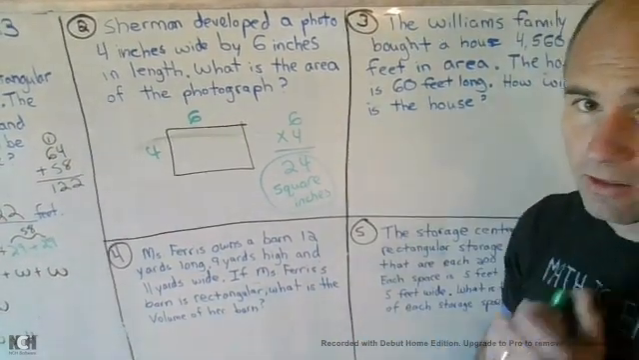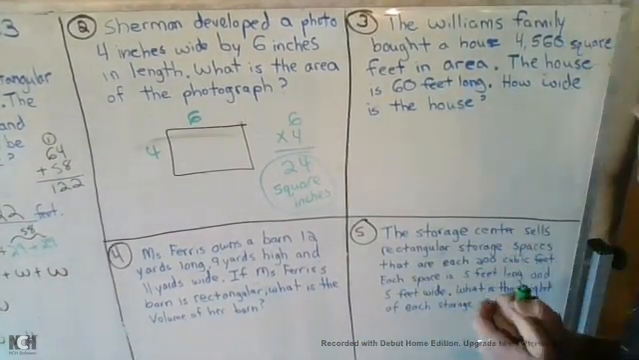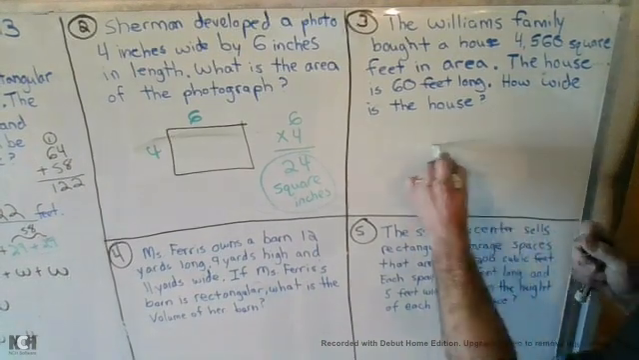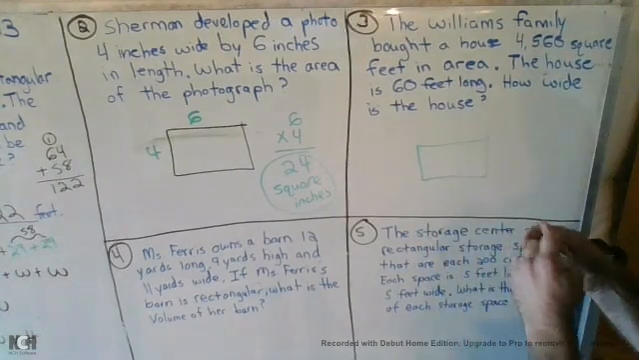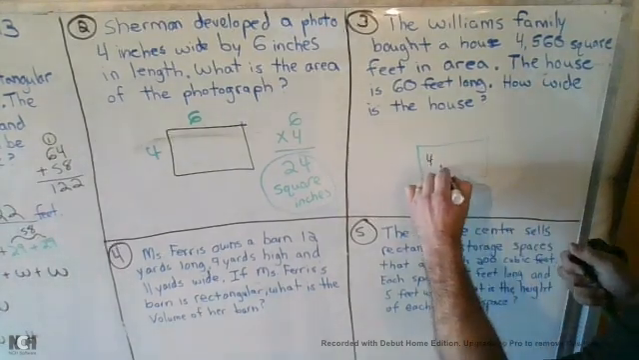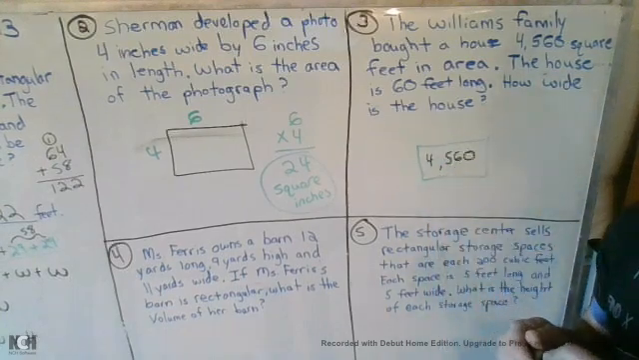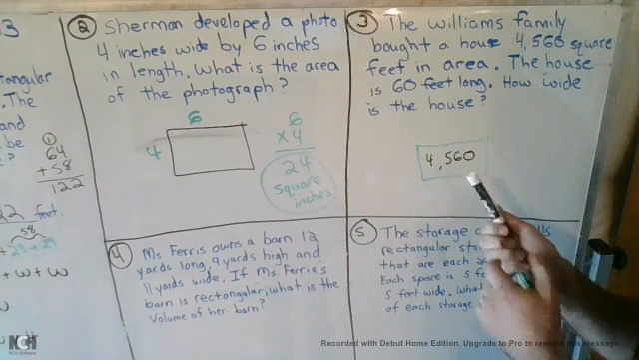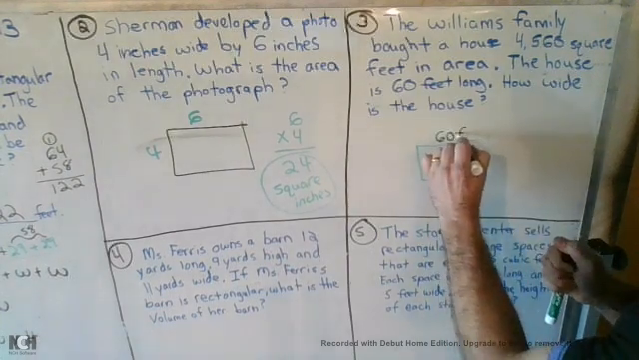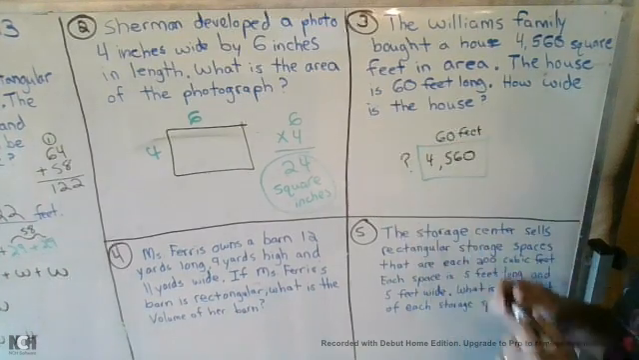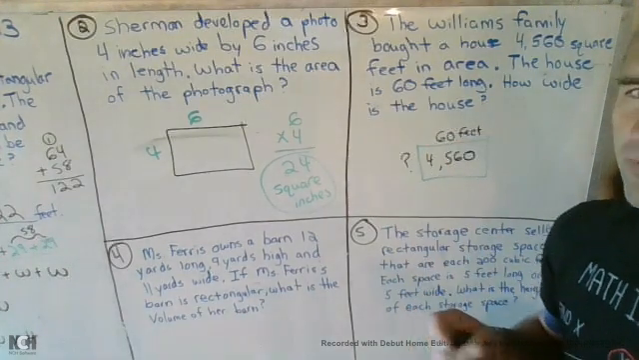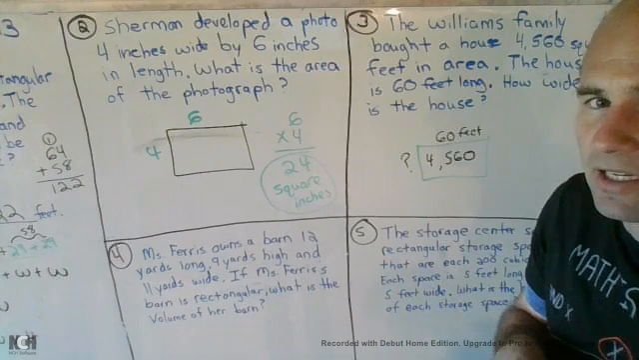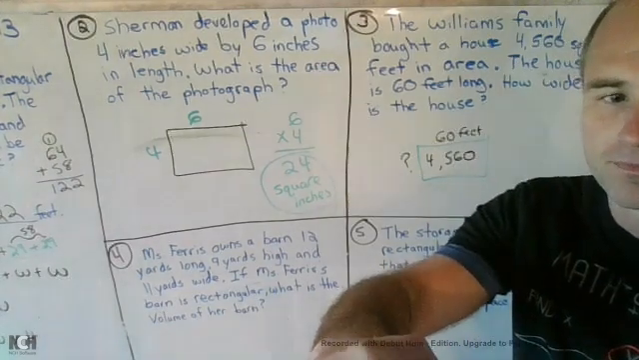Okay, number 3, the Williams family bought a house, 4,560 square feet. So they're telling you the area already. It's 4,560 feet is the area. The house is 60 feet long. What's the width? We've done this before, right? What am I multiplying or am I dividing? Think about it. Go ahead and solve.